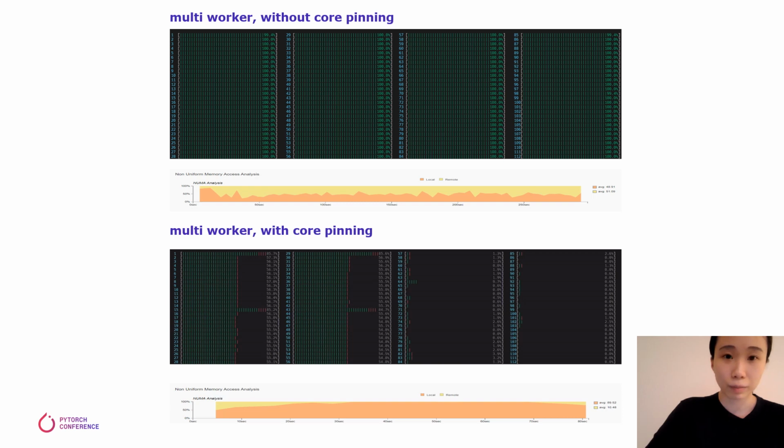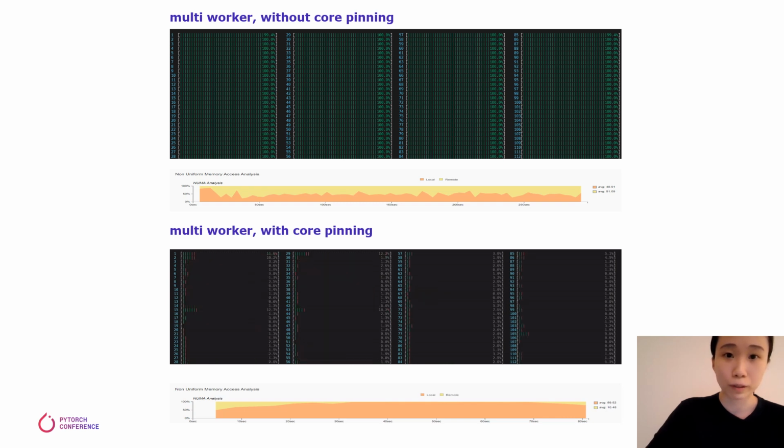Now we have a look at multi-worker inference. On top is out-of-box TorchServe multi-worker inference with 4 workers without core pinning. We notice each of the 4 main worker threads launches 56 threads, launching a total of 56 times 4 threads, which is twice the total number of cores. Therefore, cores are guaranteed to be heavily overlapped with high logical core utilization, multiple workers using multiple cores at the same time. On bottom is the same setting but with core pinning.